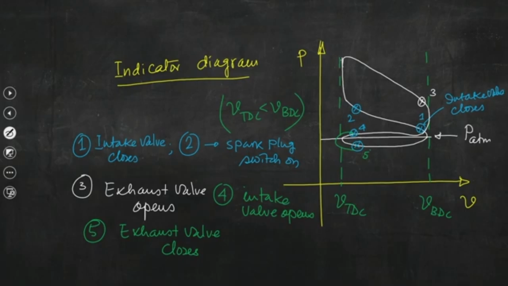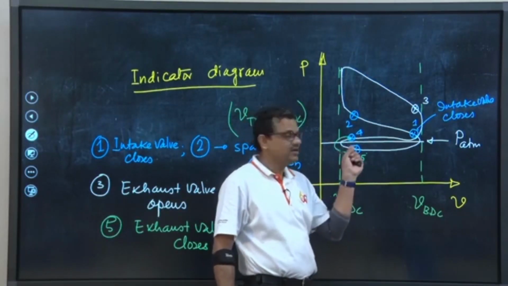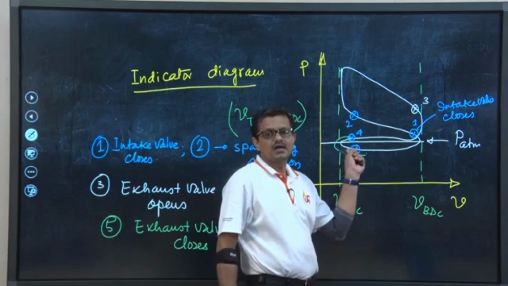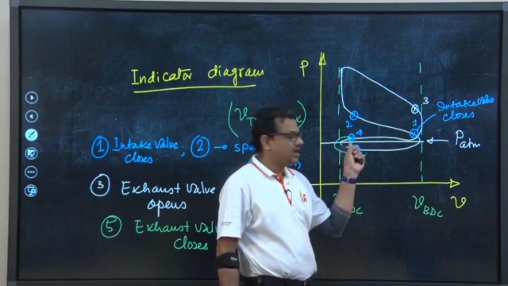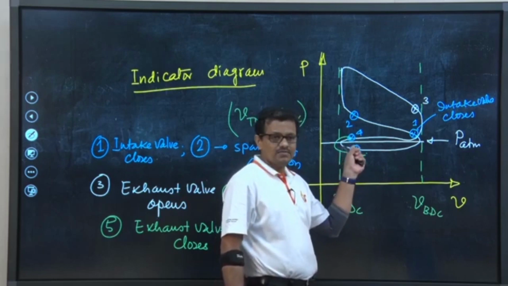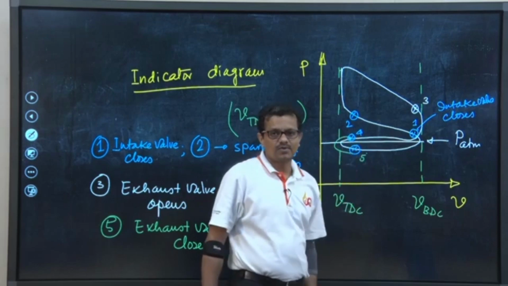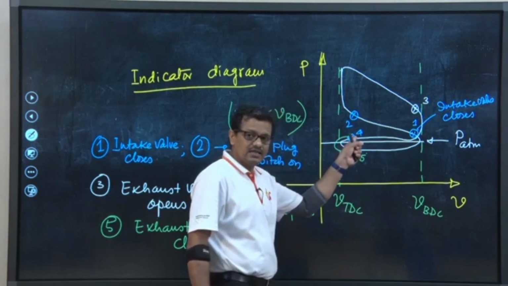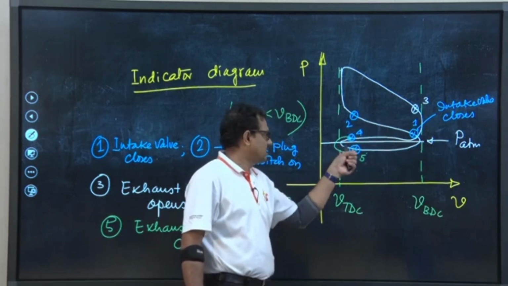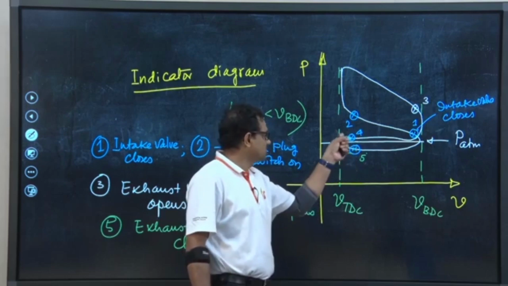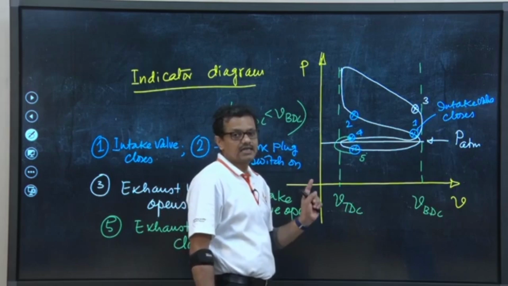this is the part of the total process wherein both the valves are open, are remaining open. So, both valves are remaining open in this part of the total process. So, 4 intake is allowed to open, exhaust is remaining open until 5. So, this is known as valve overlapping in this indicated diagram.